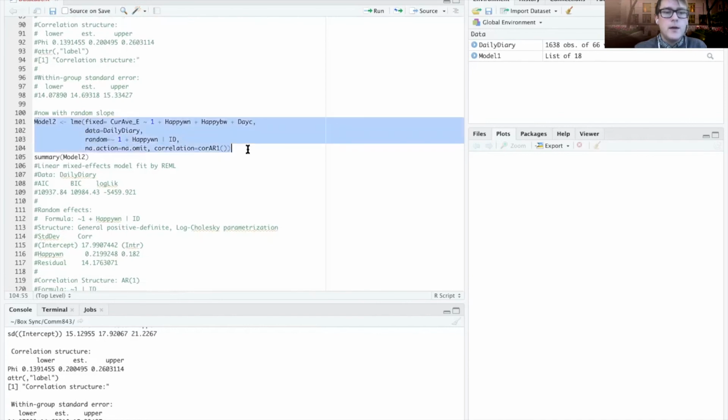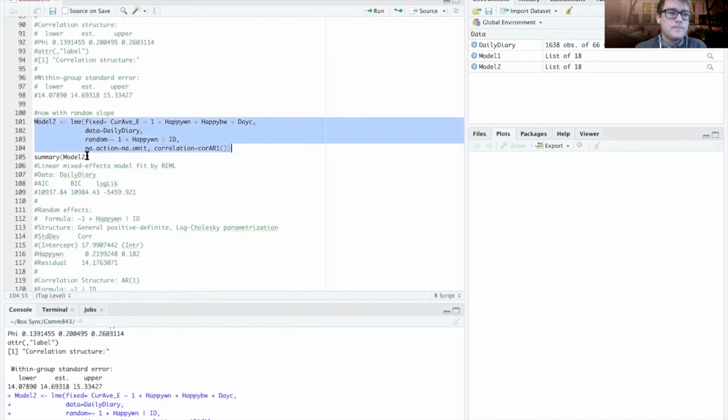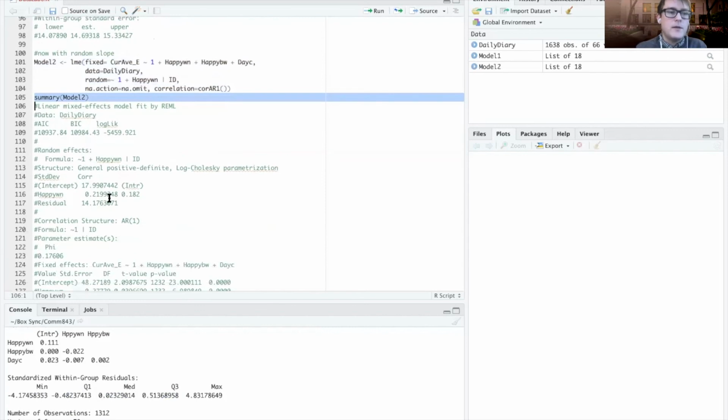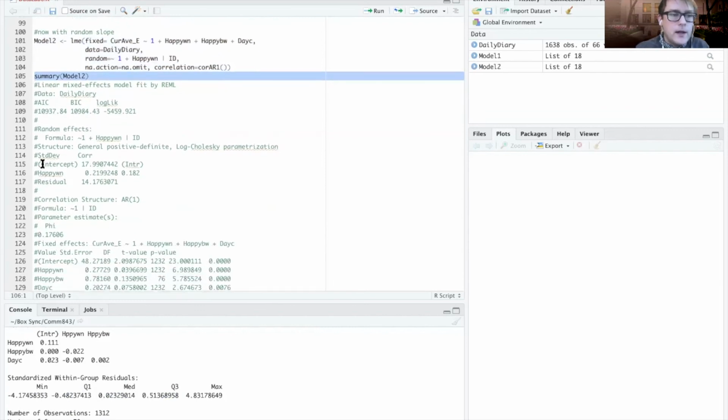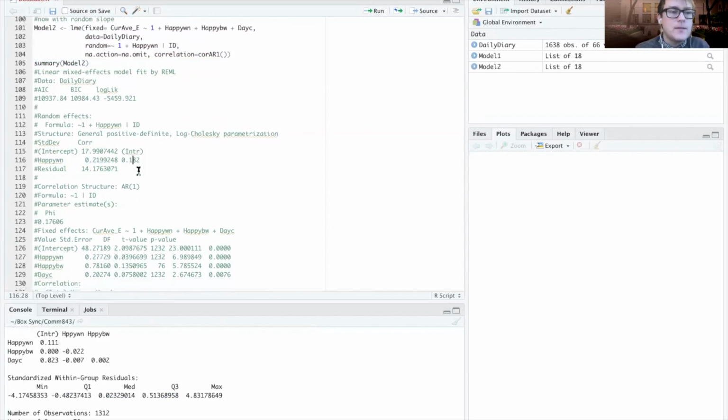Okay, so when I run this model, I get a summary, and again, I pasted it out here, and you'll now see that in addition to the intercept and the residual, you have the estimate for the random effect for happiness. I don't know why that took me so long to say. You'll also notice, and remember the tau stuff that we talked about, the variance of the random effects. You have the correlation between the intercept and, or the covariance between the intercept and the slope for happiness.